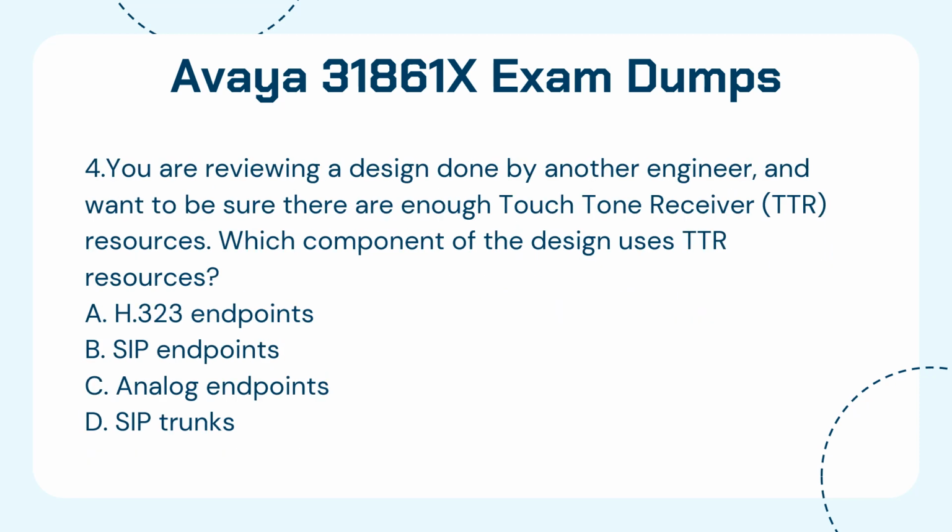4. You are reviewing a design done by another engineer, and want to be sure there are enough touch-tone receiver (TTR) resources. Which component of the design uses TTR resources? A. H323 endpoints. B. SIP endpoints. C. Analog endpoints. D. SIP trunks.